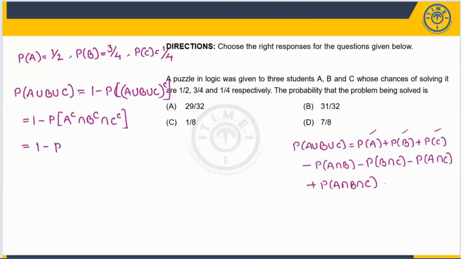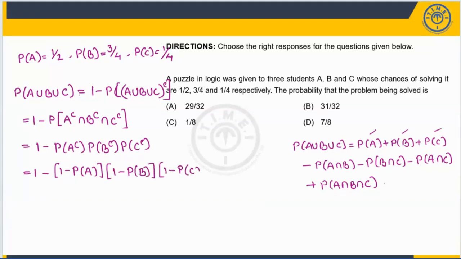So then this can be written as 1 minus P of A complement into P of B complement into P of C complement. P of A complement is 1 minus P of A, P of B complement is 1 minus P of B, and P of C complement is 1 minus P of C. That equals 1 minus half into 1 upon 4 into 3 upon 4. So that is 16 upon 32 minus 3 upon 32, which equals 29 upon 32. So A is your answer.